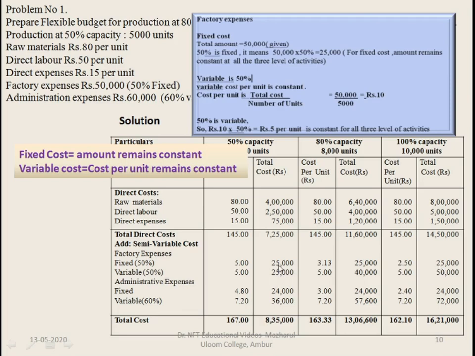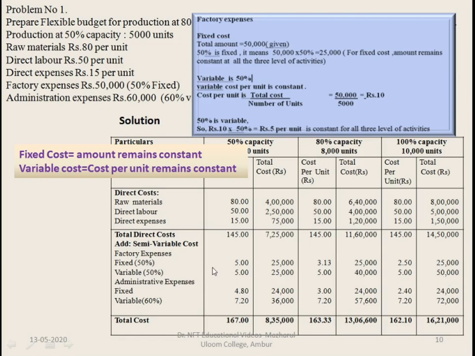So 25,000 total divided by 5,000 units will give you rupees 5. 25,000 divided by 8,000 units will give you 3.13. 25,000 divided by 10,000 units will give you 2.50. In case of variable cost, you have 5 rupees, cost per unit is constant. So you have written this 5 rupees in all the 3 columns. 5 into 5,000, 25,000. 5 into 8,000, 40,000. 5 into 10,000, 50,000.